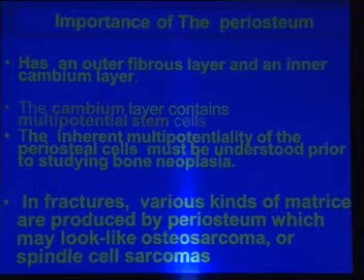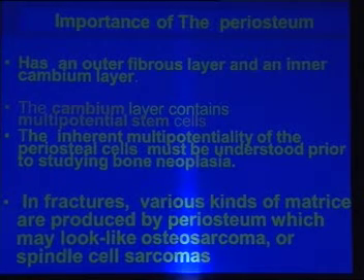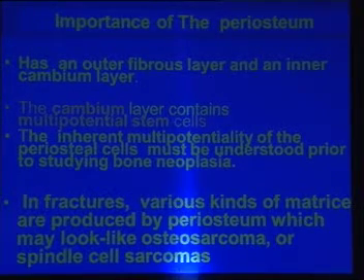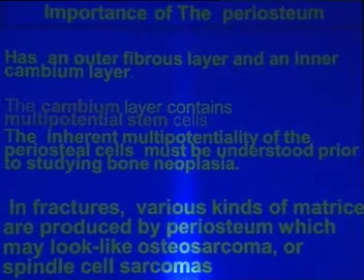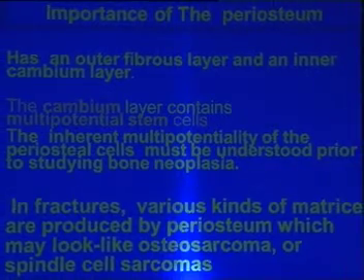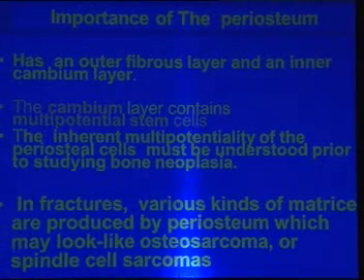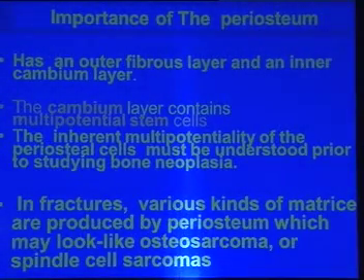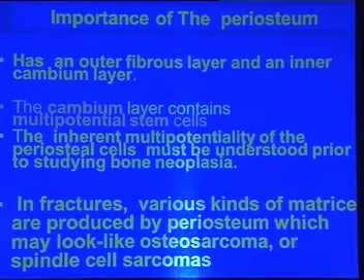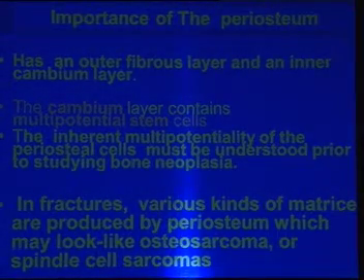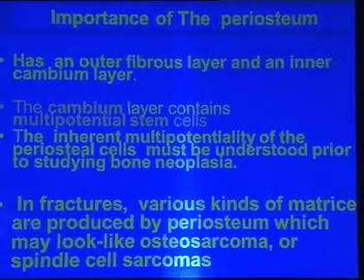Well, the importance of the periosteum is something which most pathologists have not recognized. All of us know that the periosteum has a fibrous layer and an inner cambium layer, and the cambium layer has multipotential stem cells, and the inherent multipotentiality of these periosteal cells needs to be understood by one and all, because whenever there is a fracture, various kinds of matrices are produced by the periosteum, and these may look like osteosarcomas or like spindle cell sarcomas, and the problem starts from there for pathologists.